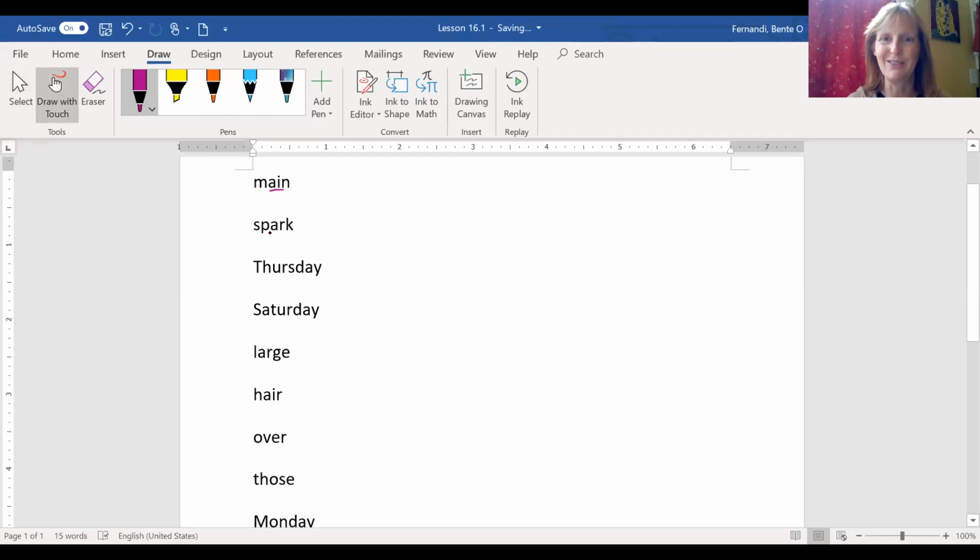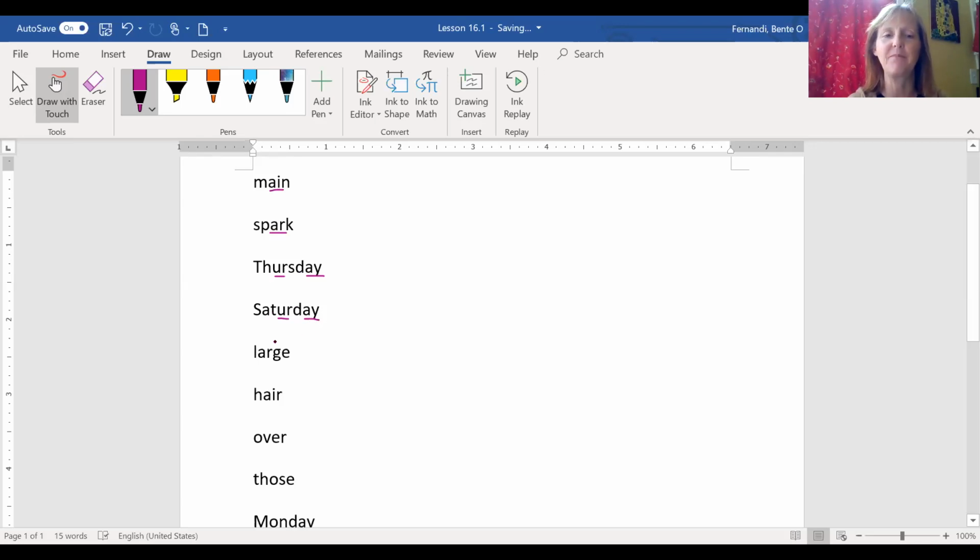And then we're going to do a lot of repeating and just reviewing. Spark: we know that AR sound from before. Thursday: we have the third way to make the ER sound, which is ER, IR, UR. We're going to use the UR in Thursday. We're also going to look at the long A sound at the end of a word, which is going to be AY.